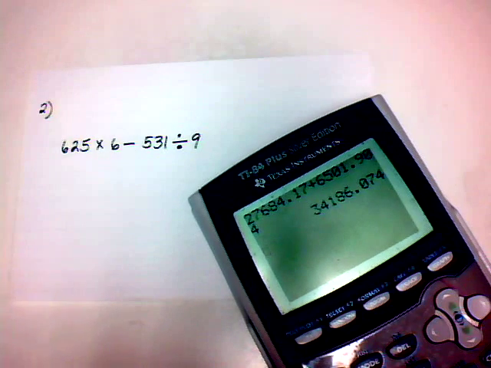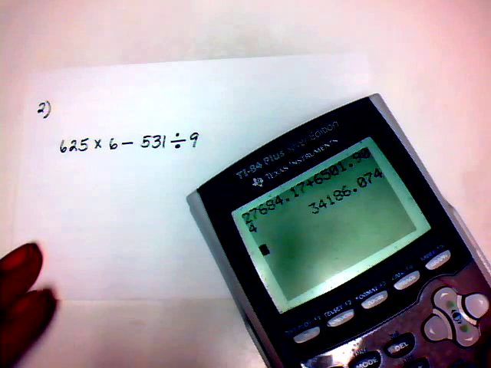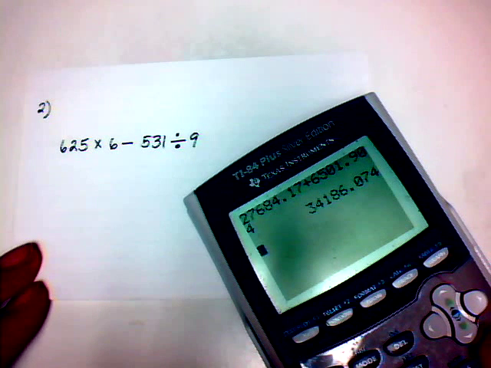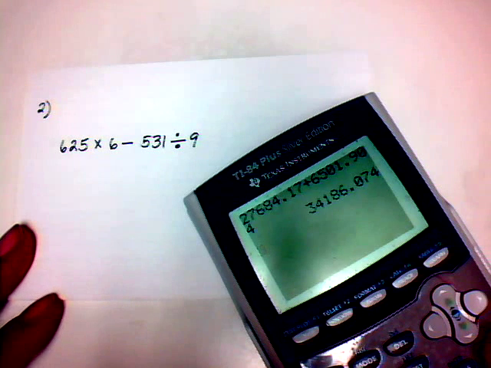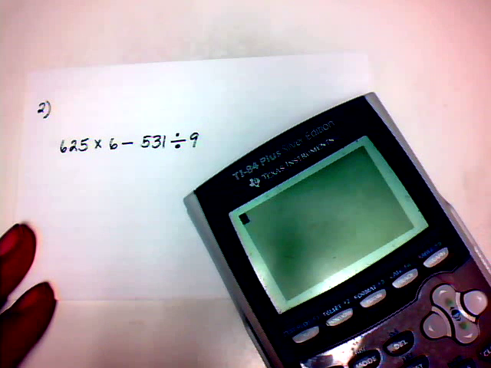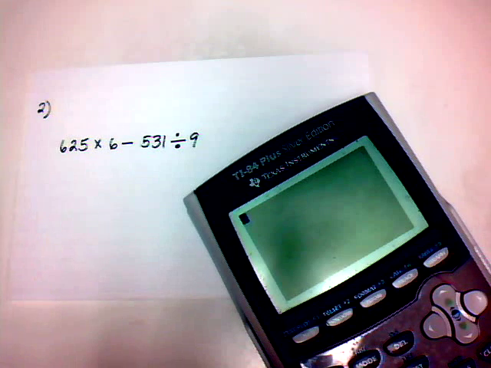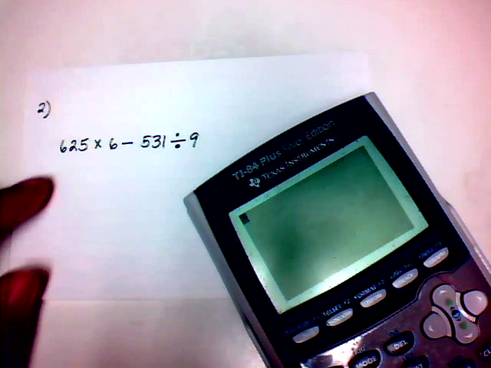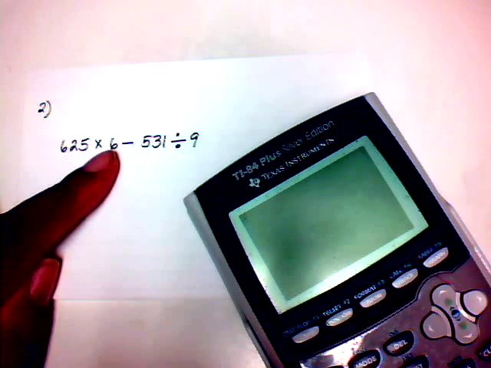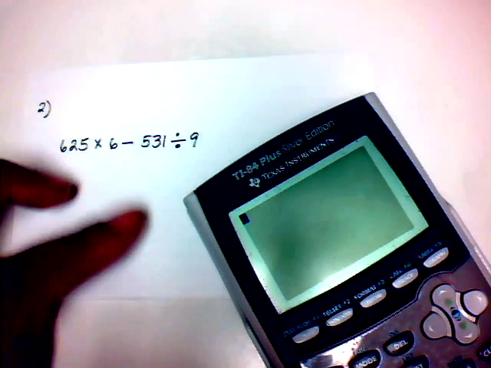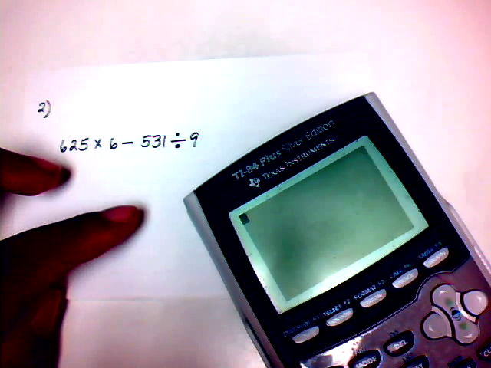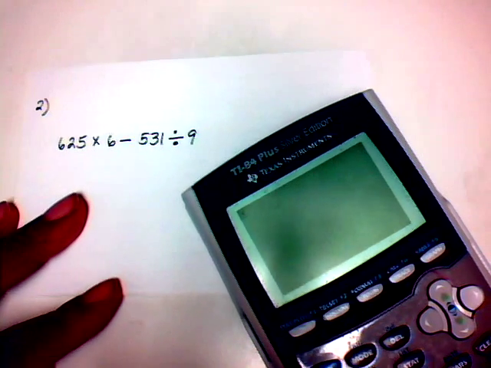All right, the second one is 625 times 6 minus 531 divided by 9. This calculator does perform order of operations. It will multiply 625 by 6 first and then 531 divided by 9, and then take those preliminary numbers and subtract them from each other.